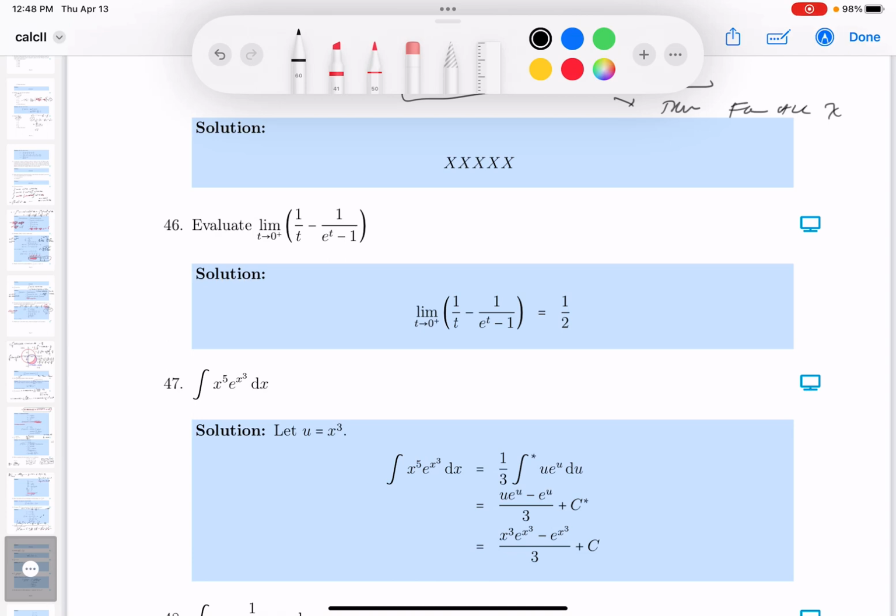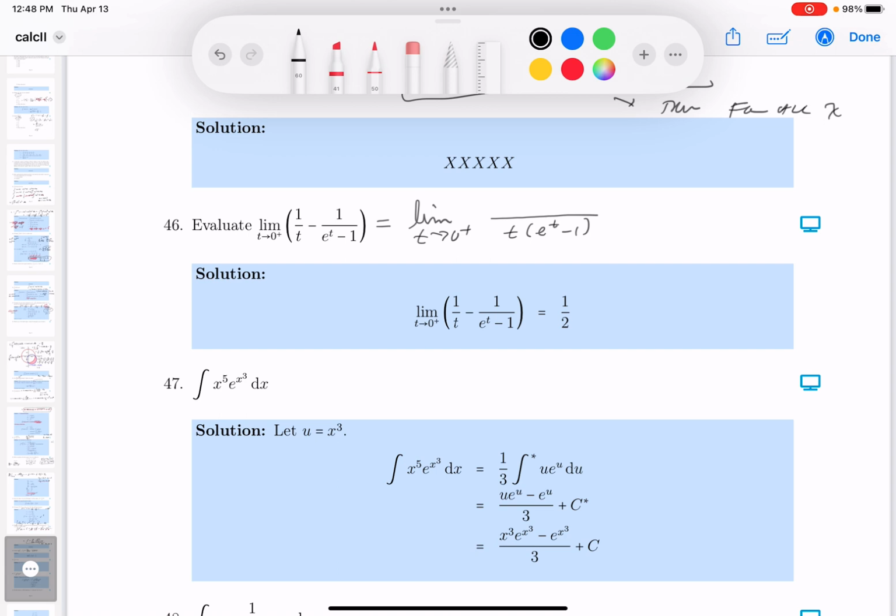Okay, 46, start at the beginning. And I'm going to simplify the 1 over t minus 1 over e^t minus 1. So that's going to be t goes to 0 from the right. And I'm looking at that. Common denominator would be t, and then you get e^t minus 1.